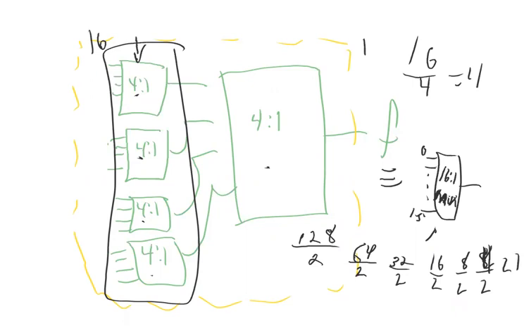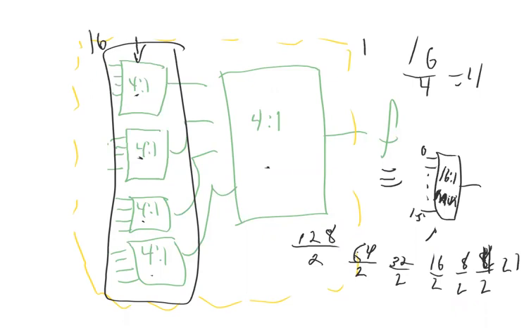So at the end of the day, I need 64 plus 32 plus 16 plus 8 plus 4 plus 2 plus 1. I'd need 127 multiplexers to make a 128-to-1 using 2-to-1 multiplexers. So I had a big advantage in trying to do this with 4-to-1 multiplexers. It took the number of multiplexers down by a lot. What do you think of that?